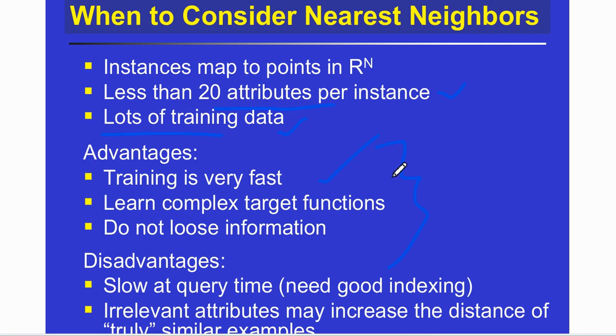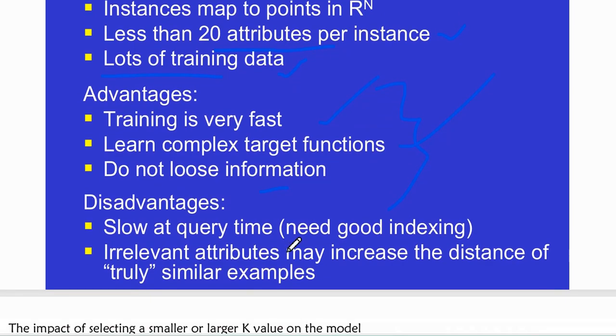Now what are the advantages of the KNN algorithm? Training is very fast, it can learn complex target functions, and it does not lose information. Why? Because we are finding the distance from test points to all the points in the data set. That's why there is no chance to lose information. Now the disadvantages. It is slow at query time, which means it needs good indexing, because we need to find the distance from test points to all the points in the data set.